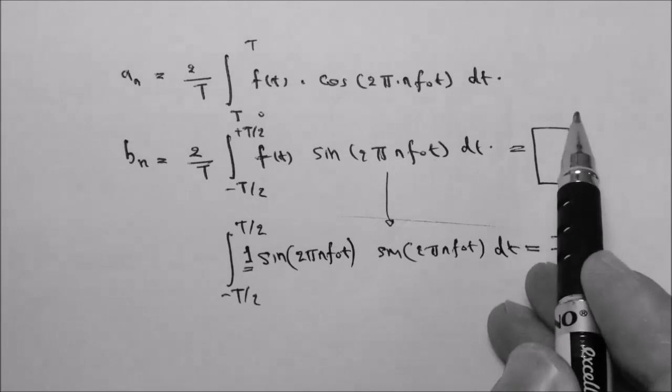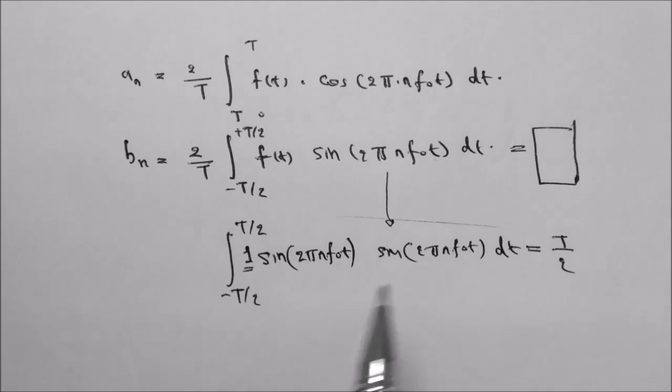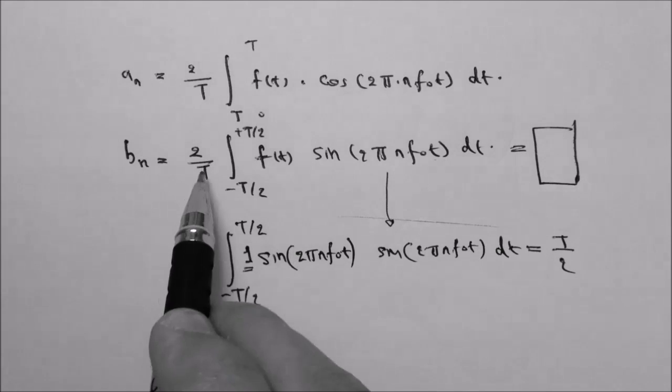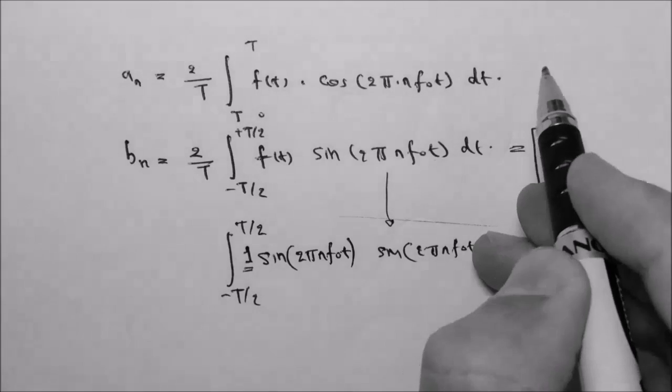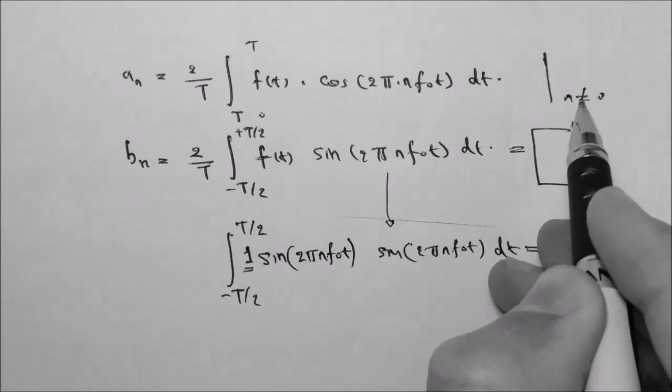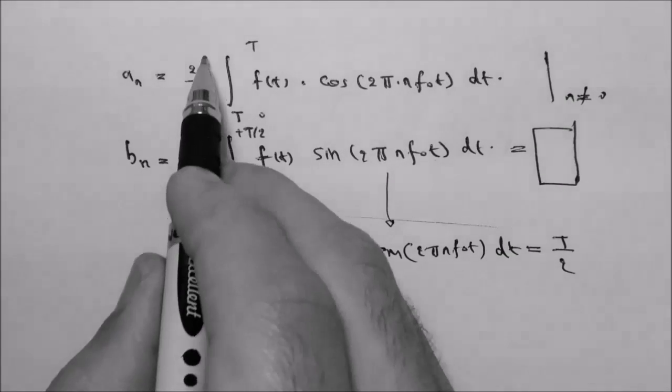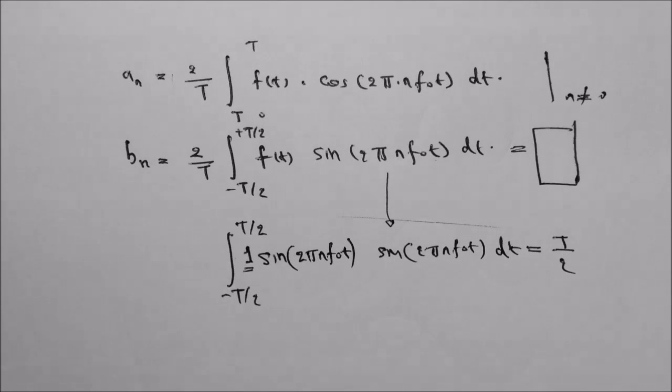So if the magnitude of this component was 1, you would get an integration result of T over 2. However, if you got this, you need to divide it by T over 2 to get the real magnitude of that component. So dividing by T over 2 is multiplying by 2 over T. That's why you see this factor over here. It's for normalization purposes. Now the same thing applies for an, with an exception where n equals 0: the normalization factor will be 1 over T, not 2 over T. You can check that by yourself.